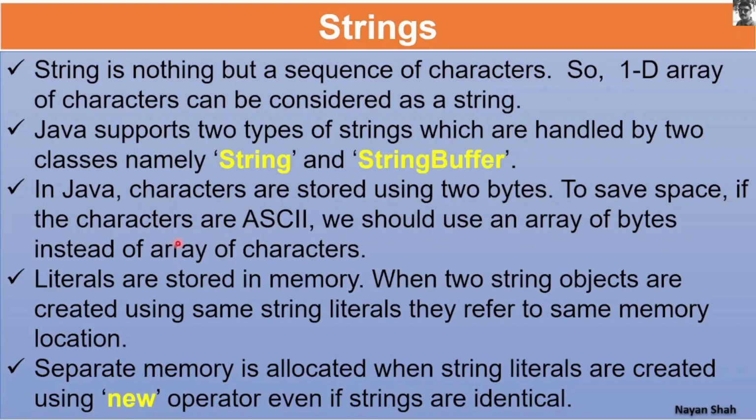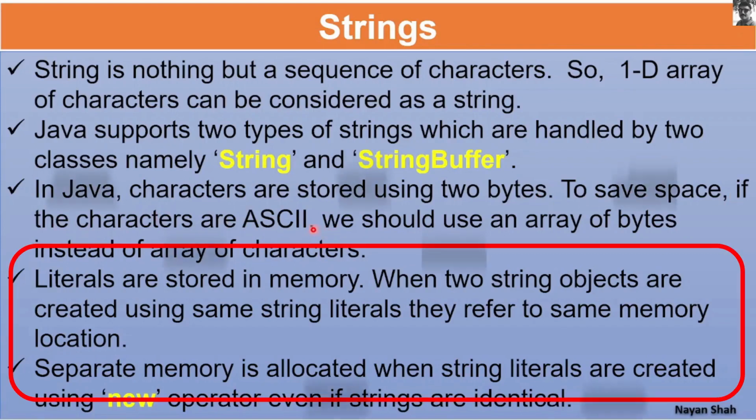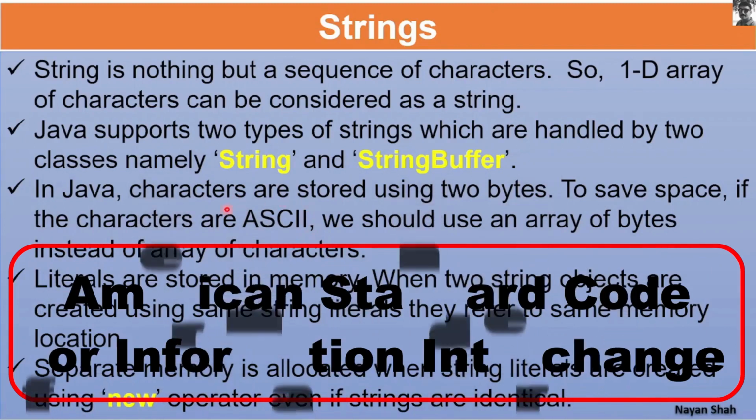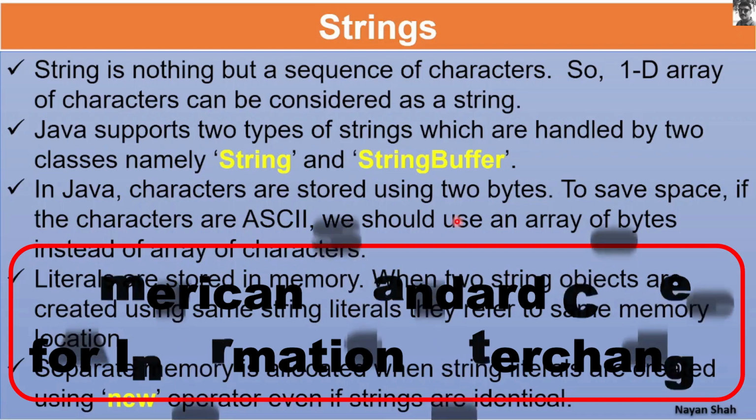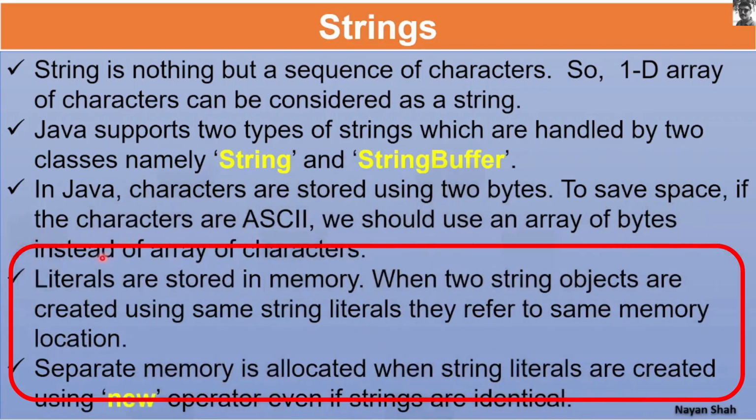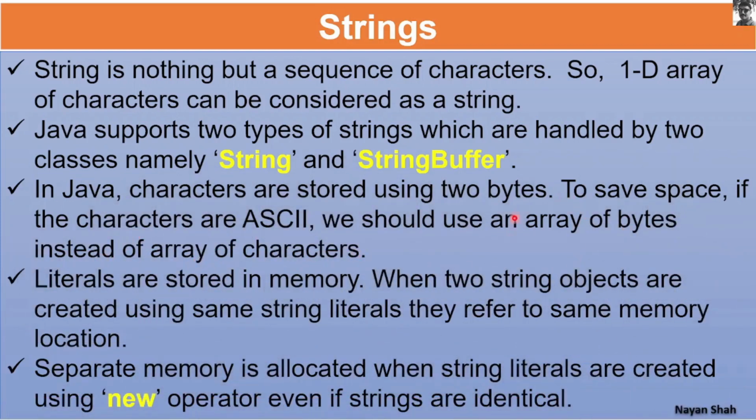So to save space, if the characters are ASCII characters, meaning simple characters, the characters which are available on the keyboard, then we should use an array of bytes instead of an array of characters. So if you use an array of bytes, you will be saving almost half the space. Why? Because an ASCII character occupies 1 byte of memory per character, whereas normally Java uses Unicode characters and that occupies 2 bytes of memory per character.